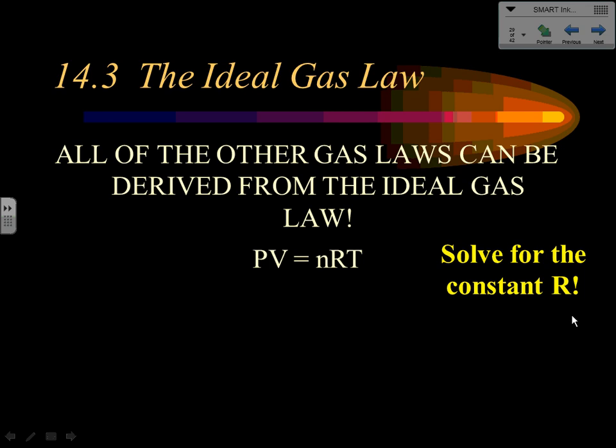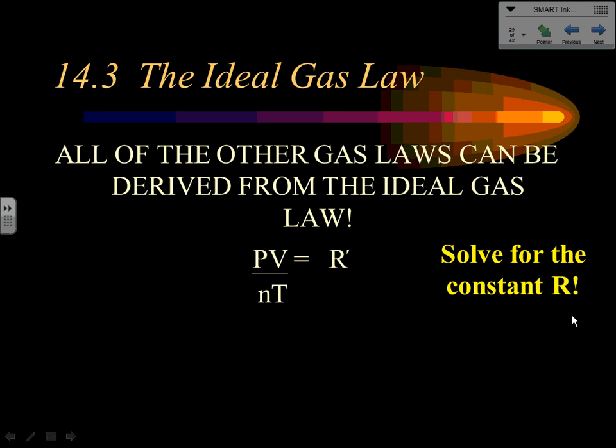Well, that's R. So if we solve this equation algebraically for R, we're actually going to see every form of every gas law we've got. If we want to solve for R, that means we need to get rid of N and T. That means divide both sides by N and T, and I maintain the equality, and my N and T's cancel. So R actually equals PV over NT.